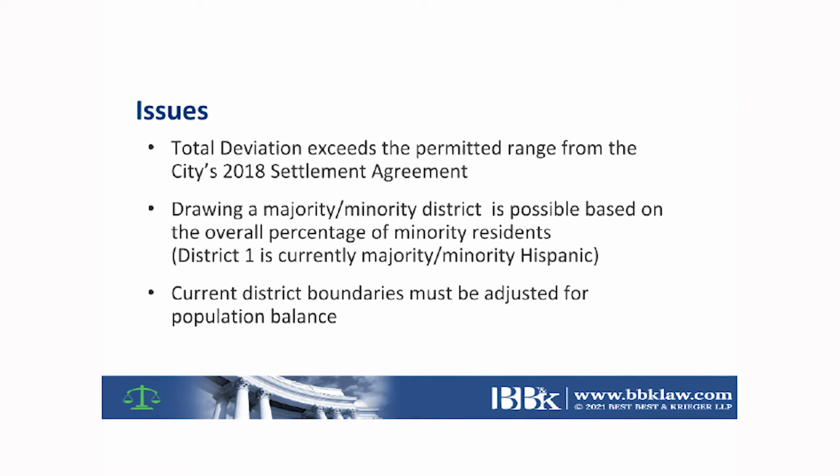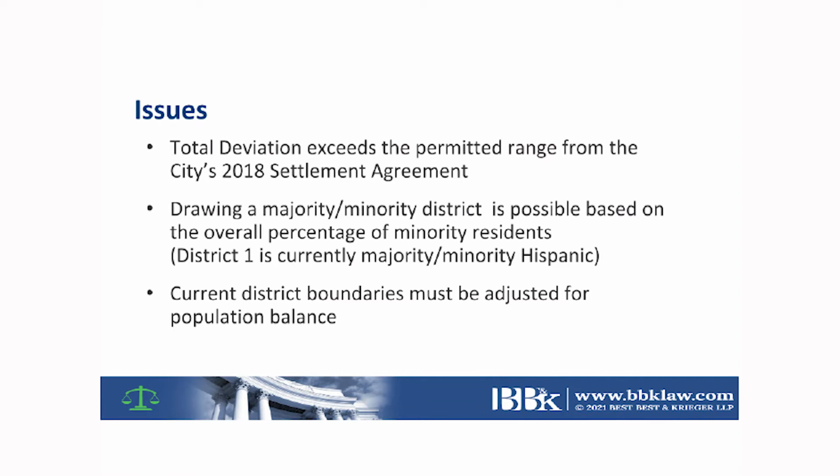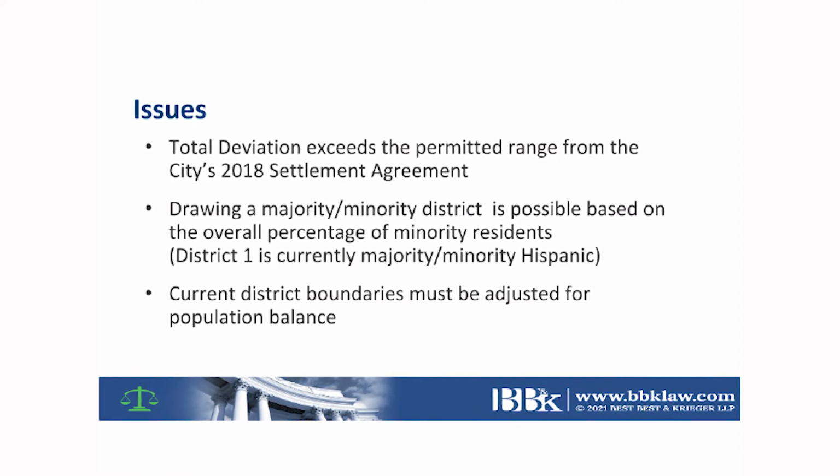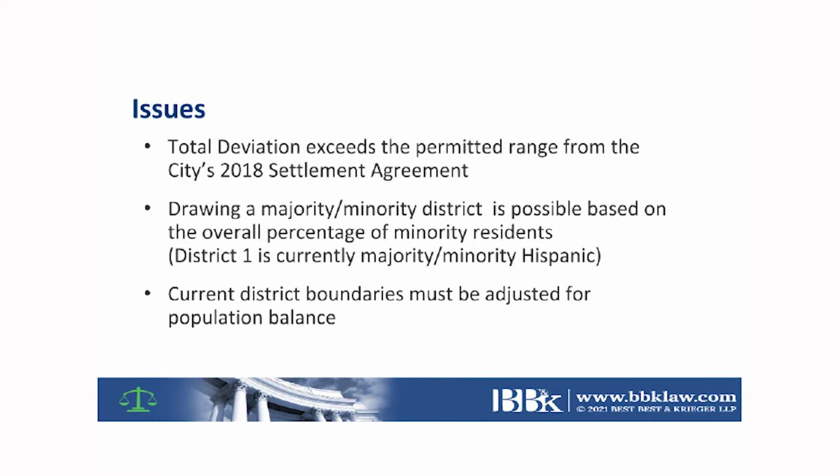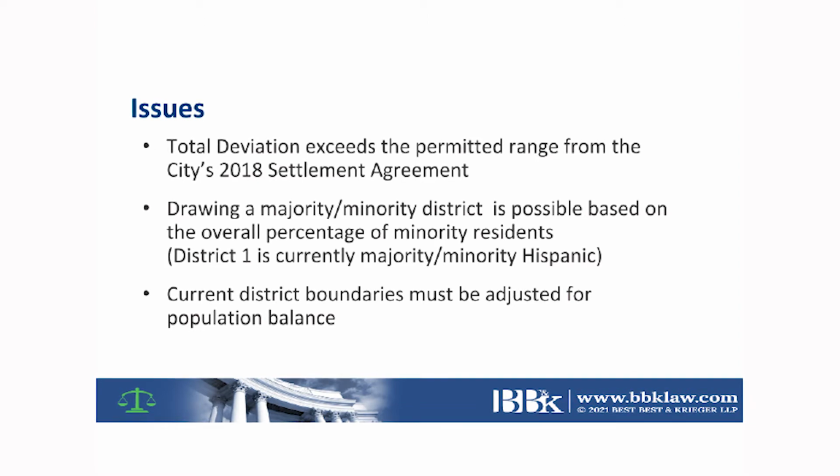So what are some of the issues here? We have the fact that our total deviation exceeds the permitted range under the city's 2018 settlement agreement. We have the knowledge that we can draw a majority-minority district because it is possible. District 1 is currently majority-minority when you look at total population and voting age population. The current district boundaries must be adjusted for population balance.